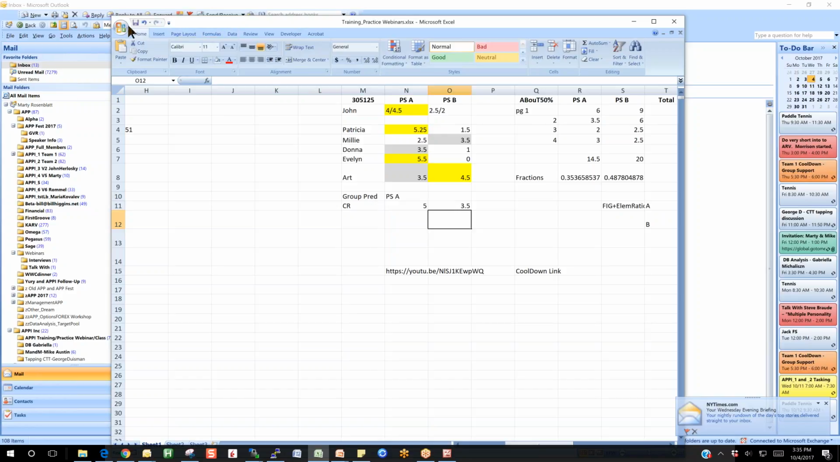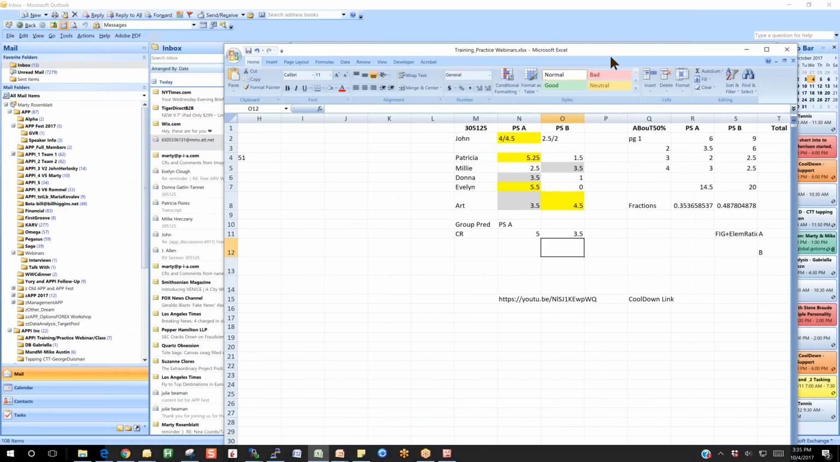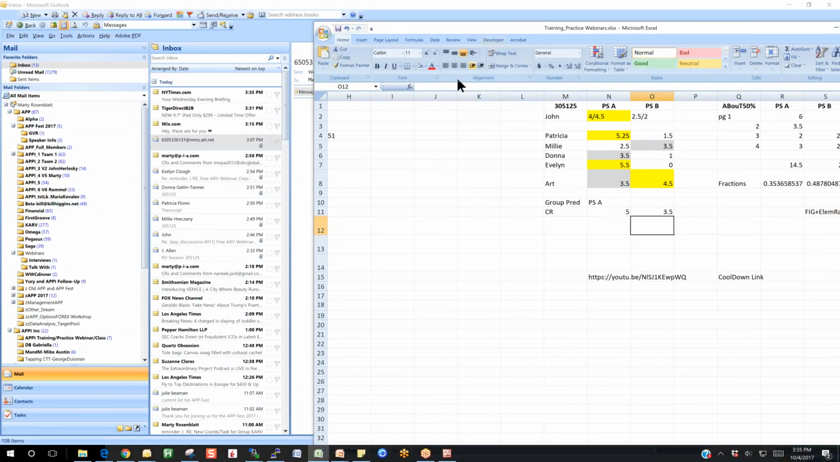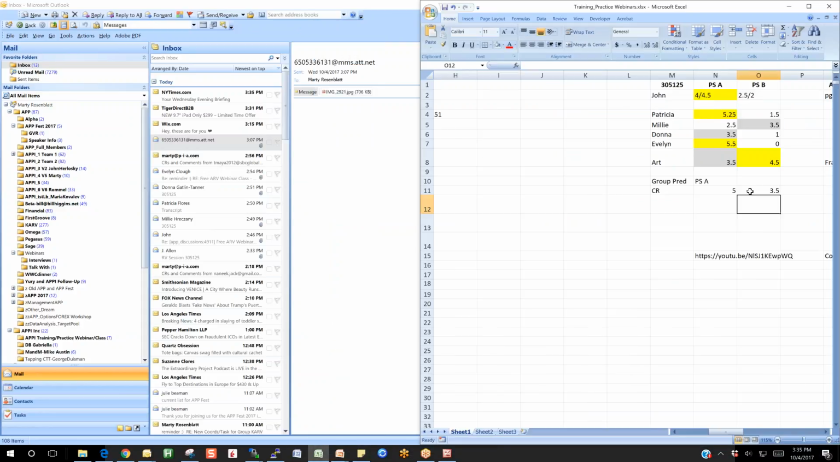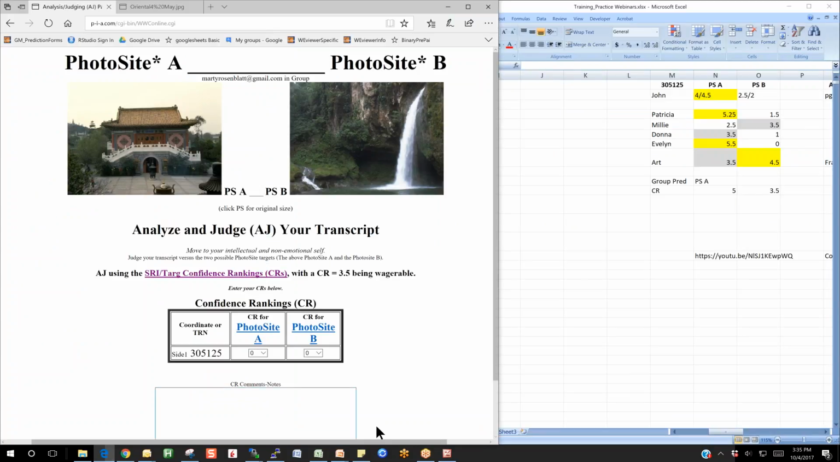Okay. And I'm going to save this. So that's it. So now we have to go back. So that's the group, and that's what I do. If I were just an individual, I would have these 2 CRs now, and I now go back to here, where I have to put in the judging.